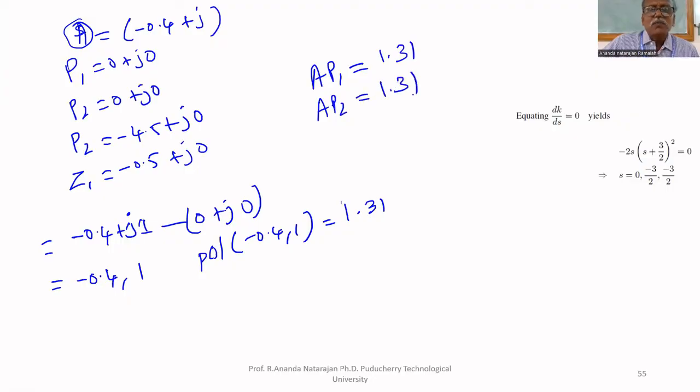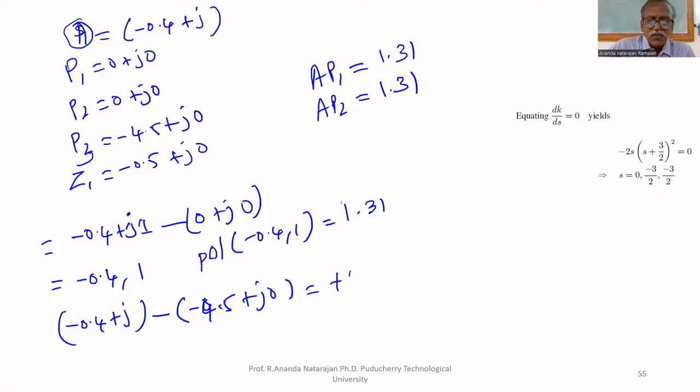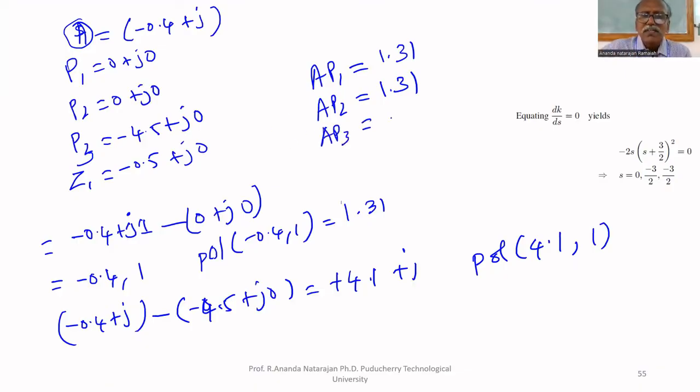Similarly, AP2 is also 1.31 because it is the same point. AP3 equals what? We subtract from minus 0.4 plus J the point minus 4.5 plus J0. If you subtract, you will get plus 4.1 plus J. Am I correct or not? Pass this to polar coordinate, polar 4.1, comma 1, and you will get the magnitude. The distance between P3 and A can be obtained directly. AP3 distance equals 4.22.